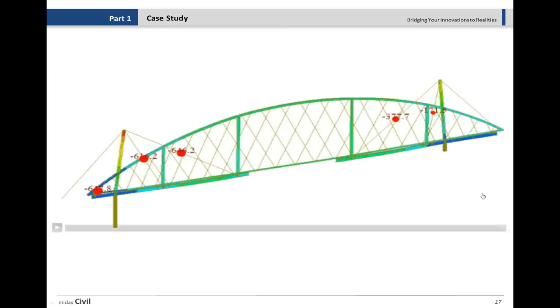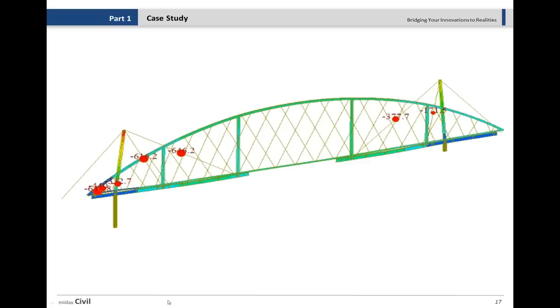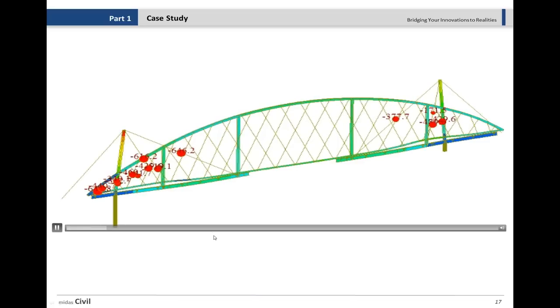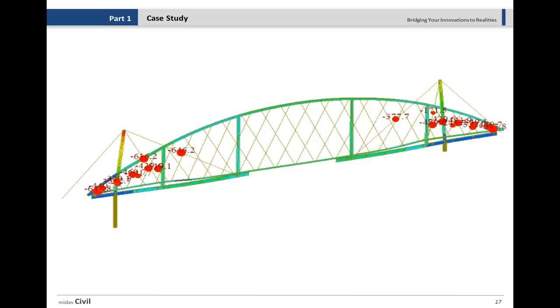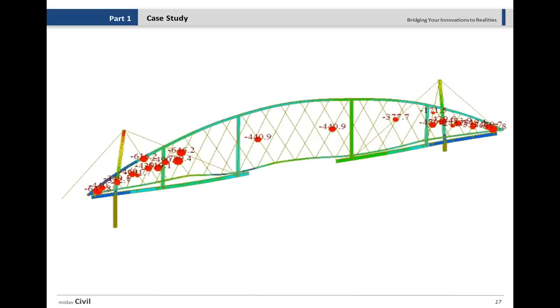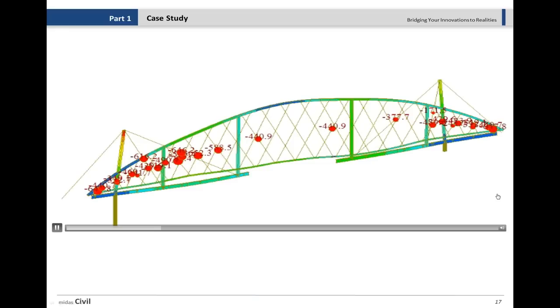This is a video I prepared, so you can see how the construction is done. As I said, the red dots show the stresses that we applied on different hangers, the temporary cables that we use.